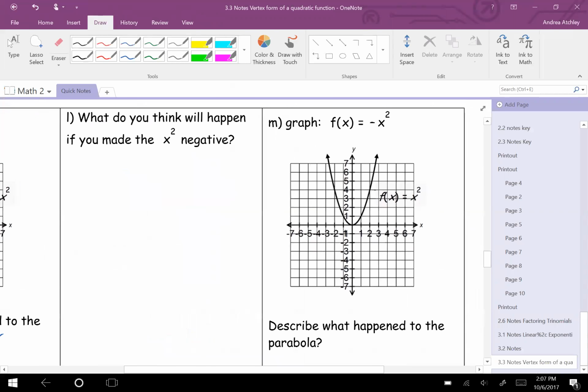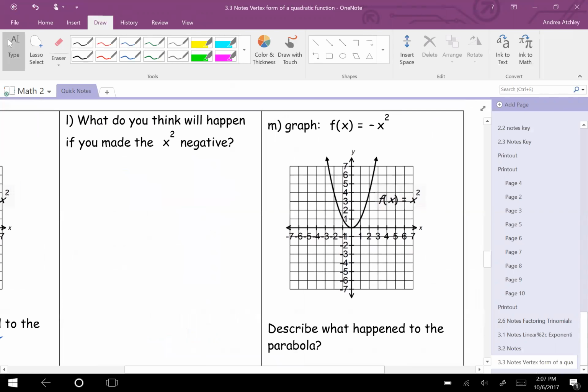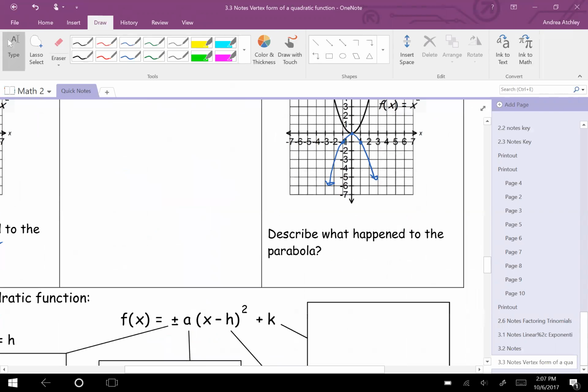Okay, we should already know this, but what do you think is going to happen if I make it negative? Very good. It's going to be upside down. It's going to face down. We kind of talked about this in our last set of notes. This is what we call reflecting across the x-axis. It reflects across the x-axis. Any questions over that?